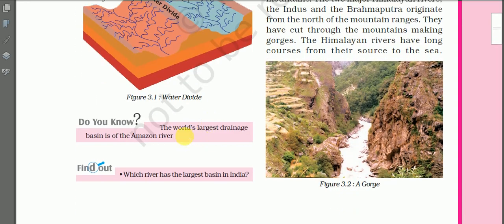One piece of information: the world's largest drainage basin is of the Amazon River, which is flowing in Brazil. This river has the world's largest drainage basin. And one question is here: which river has the largest basin in India? Do you know which river of India has the largest drainage basin? Anybody?